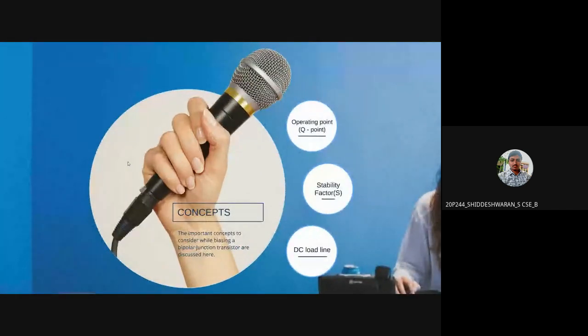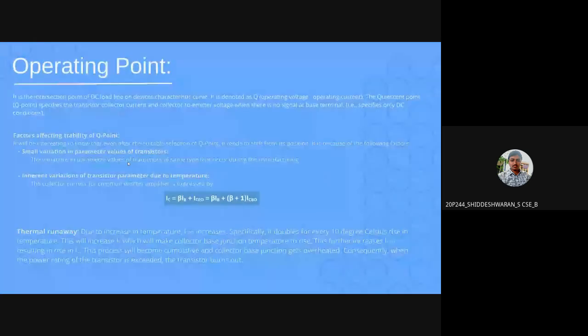The main concepts involved in biasing are operating point, stability factor, and DC load line. They are not exactly biasing itself, but we will study biasing with these concepts involved. First is the operating point. The operating point is the point of intersection of the DC load line and the output characteristics of a device, which is denoted by Q.